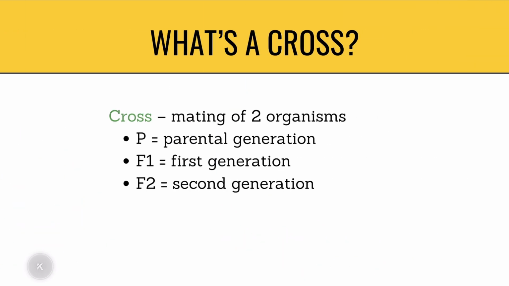So he did crosses, and so we have to understand what is a cross. So a cross is just where you have a mating of 2 organisms. If you hear something referred to as the P generation, that's just the original parental generation. The F1 generation is that first cross between the 2 original parents. And then the F2 generation is the second cross between 2 F1s.